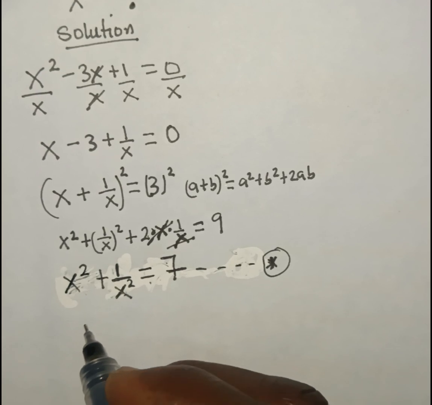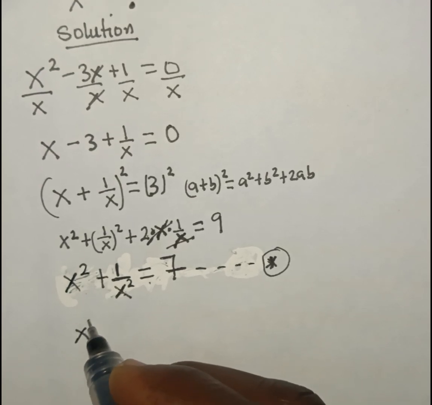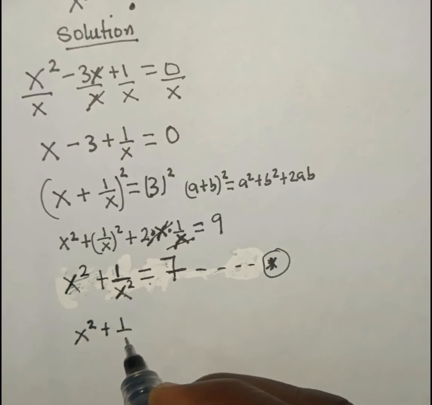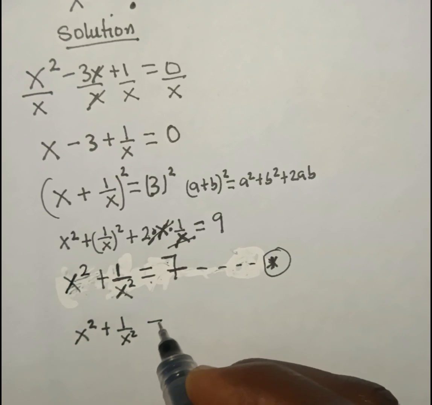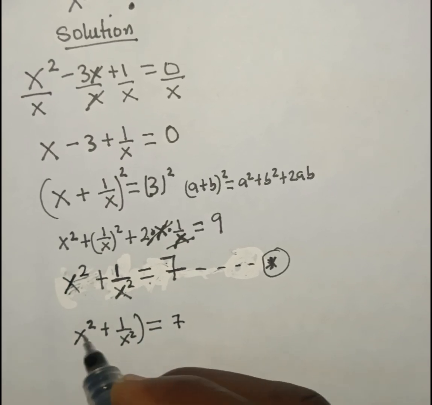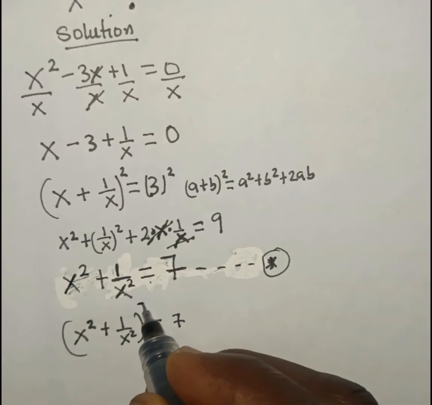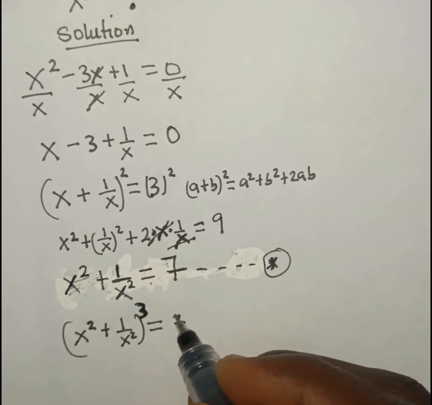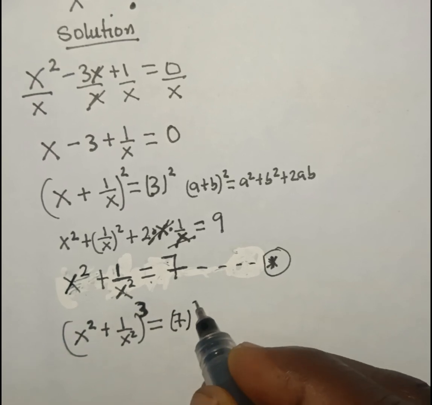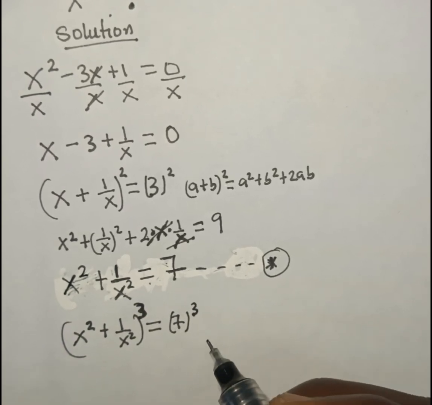So in the left hand side, we have (x^2 + 1/x^2), which is equal to 7. So we take the cube, which is to the power of 3, of the left hand side, and also the cube of the right hand side.